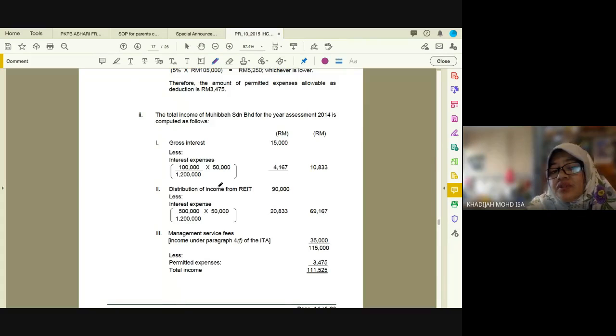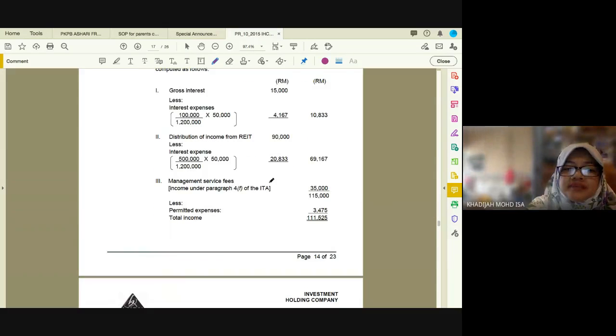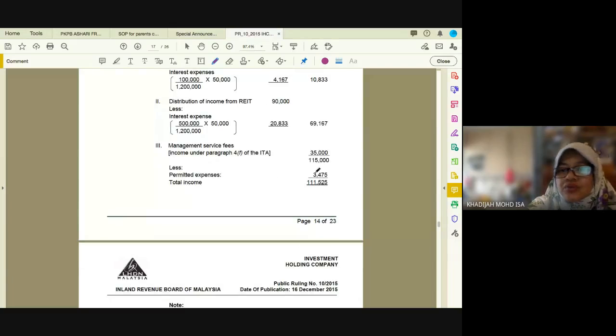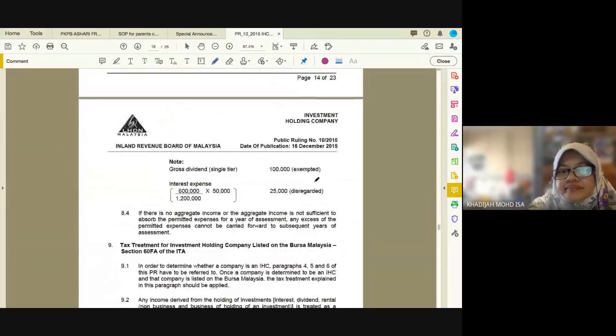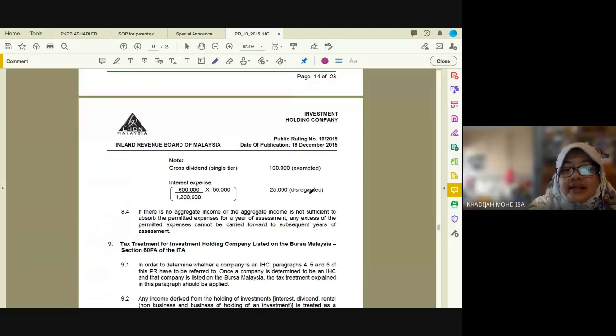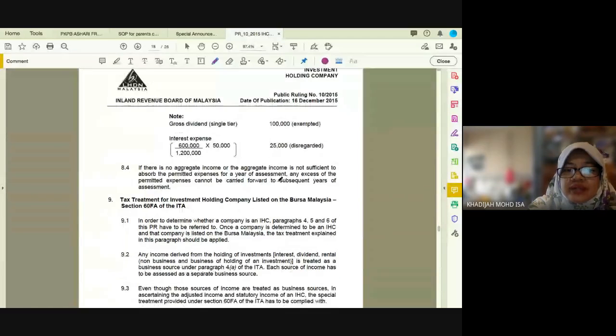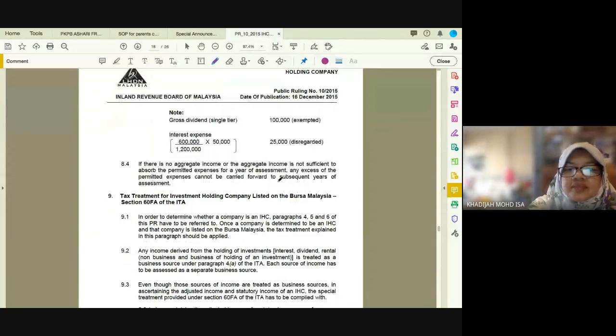So in that case, even though you do have interest expense related to your dividend income, that interest expense is disregarded. Why? Because your income is final. You don't bring that into computation, so you cannot claim whatever expenses incurred in deriving that dividend income. And then you plus your management fees, and then less permitted expenses, then you have your total income. Gross dividend here is exempted. The interest that you incurred for the purpose of the dividend is disregarded. Because there is no aggregate income, or aggregate income is not sufficient to absorb the permitted expenses. Any excess of the permitted expenses cannot be carried.